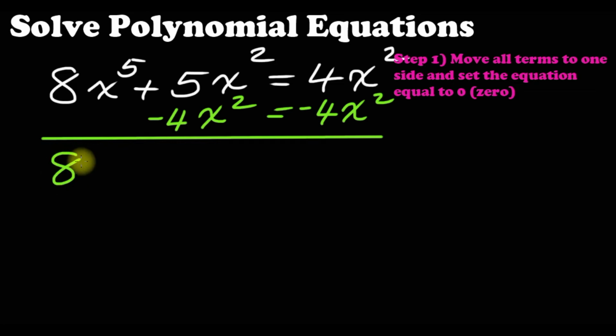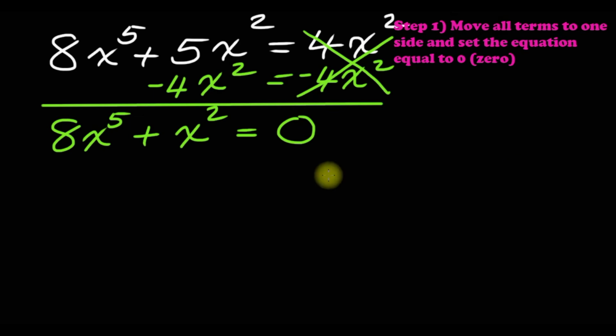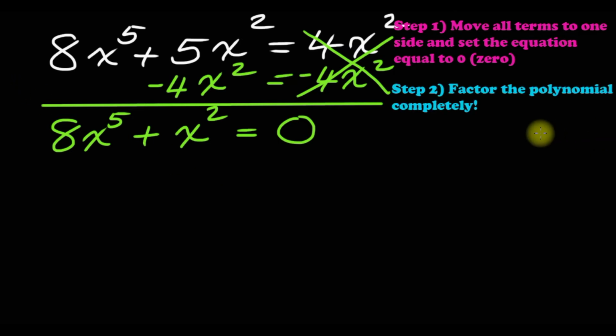Okay, bring down 8x to the 5th. Then 5x squared take away 4x squared is going to be 1x squared, so that's just going to be x squared. And then these add up to 0. So step 1 is to get all of the terms on one side of the equal sign. And then step 2 is to factor the polynomial completely.